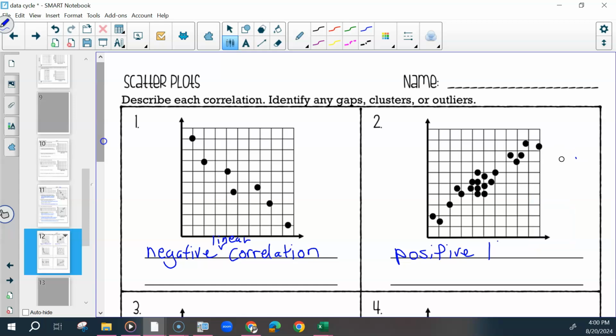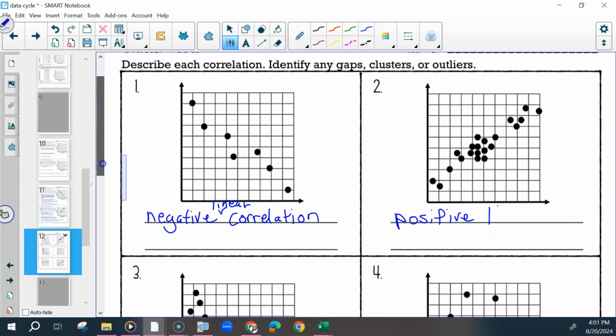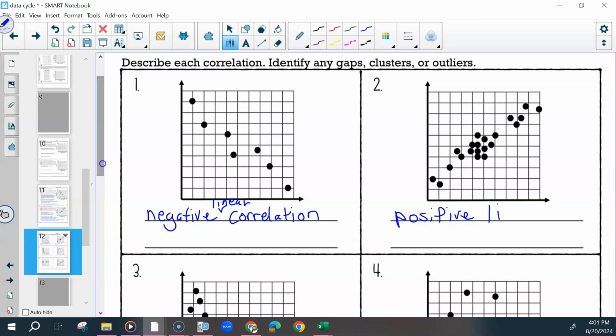The board is not letting me write. There we go. Try again. There we go. Sorry. Pretend all of that is in one line. The board just was having issues.